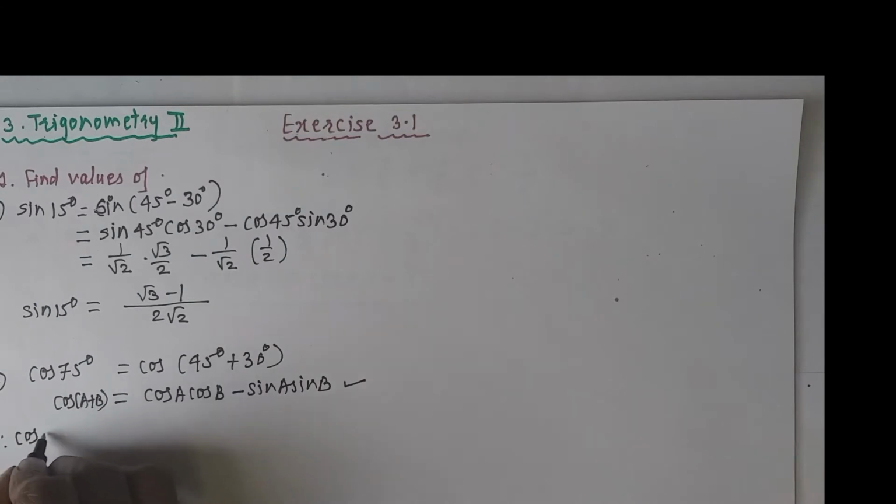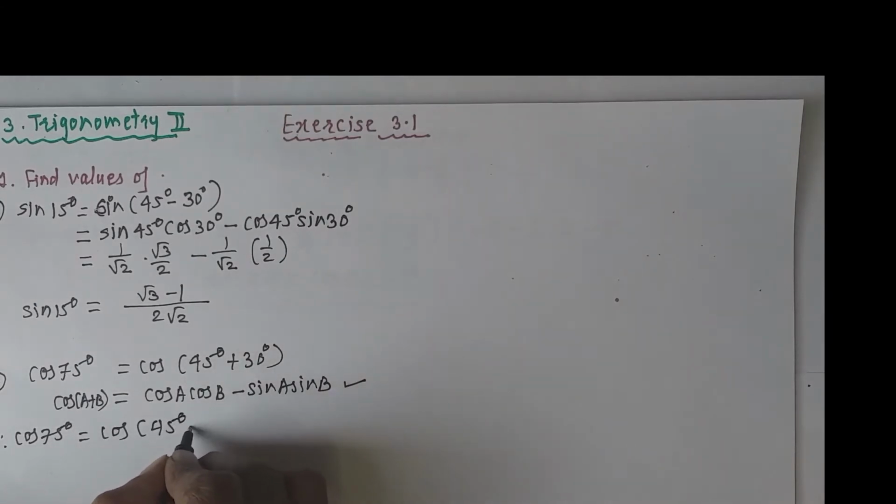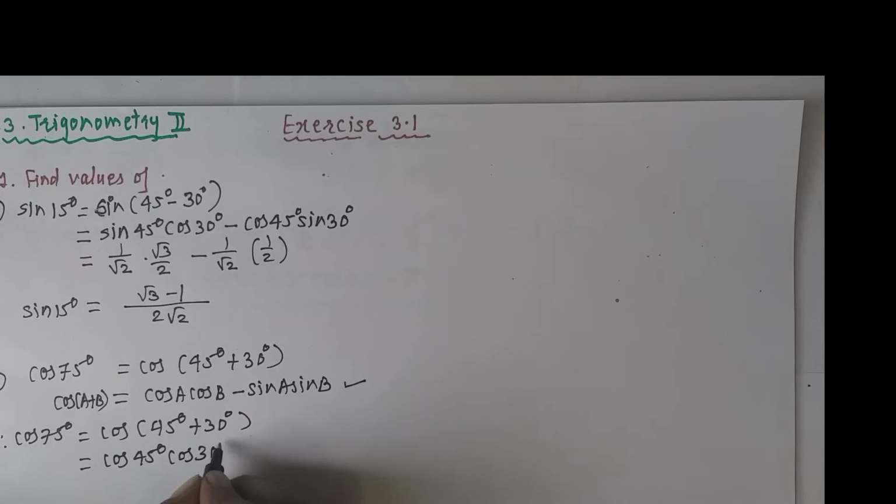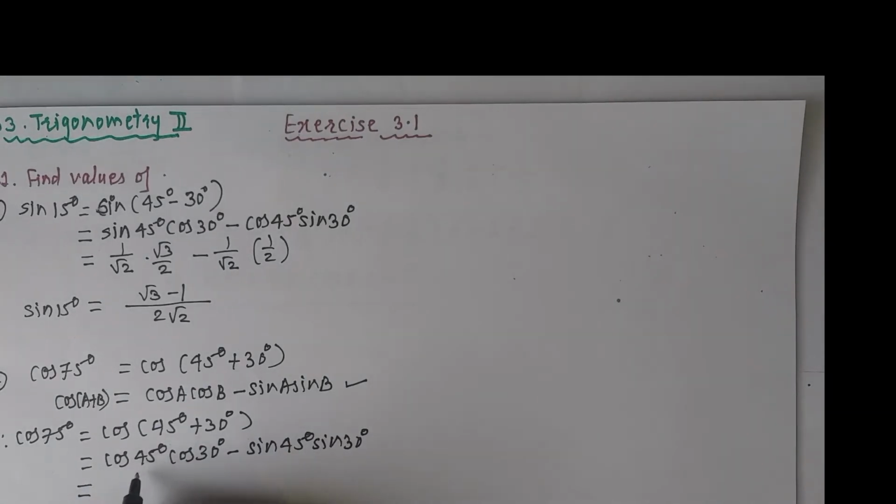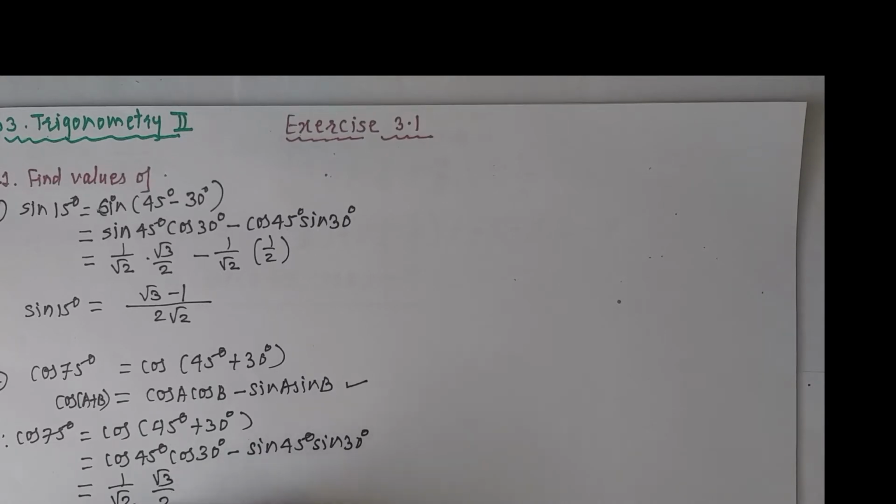Therefore, this cos 75 degree or cos 45 degree plus 30 degree can be written as cos 45 cos 30 degree minus sin 45 sin 30 degree. Now go to your table 0 to 90 degree. Value of cos 45 degree is 1 upon root 2. Cos 30 is root 3 by 2. Sin 45 is 1 upon root 2 and sin 30 is half.